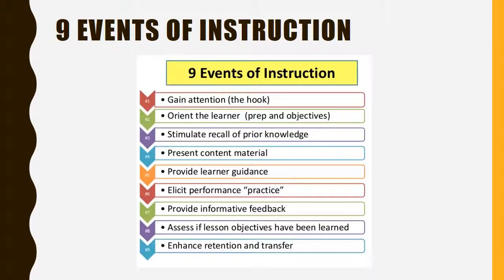What Gagné is most popular for is his 9 events of instruction. As seen here, we're going to start with number 1, which is gaining the attention of the learners. You can present a stimulus to ensure the reception of instruction. Number 2, orient the learner or prep, and use the objectives: tell the learners the learning objectives, what the learner is going to gain from the instruction.